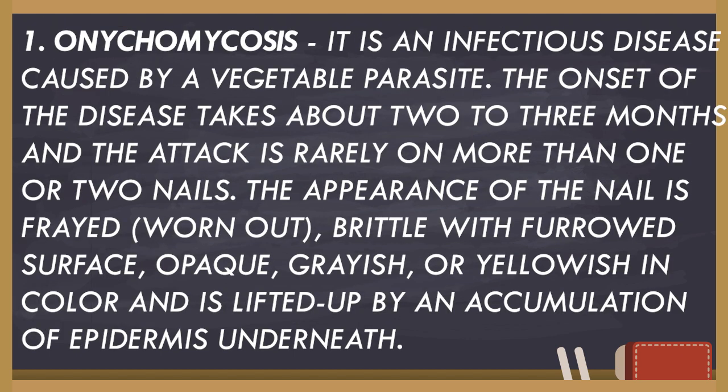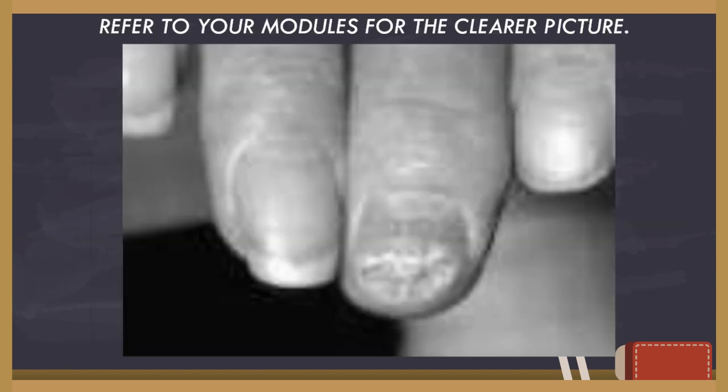Onychomycosis is an infectious disease caused by a vegetable parasite. The onset of the disease takes about 2 to 3 months, and the attack is rarely on more than 1 or 2 nails. The appearance of the nail is frayed or worn out, brittle with a furrowed surface, opaque, grayish or yellowish in color, and is lifted up by an accumulation of epidermis underneath.